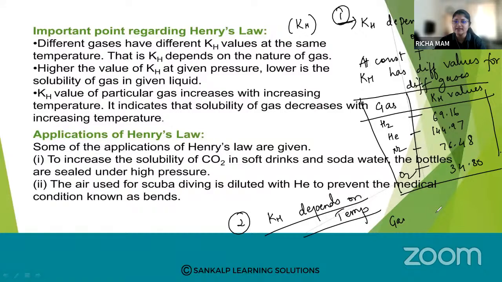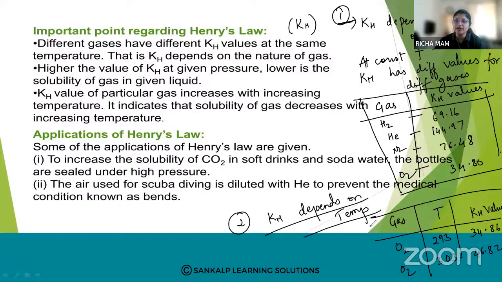If I have a gas, temperature, and the KH value, so gas, like I have taken oxygen, and there are two temperatures. If I take 293 and one more as 303, the KH value you can see here is 34.86 and here it is 46.82. So it depends on temperature. For this temperature the KH value is different, and for this temperature the KH value is different.